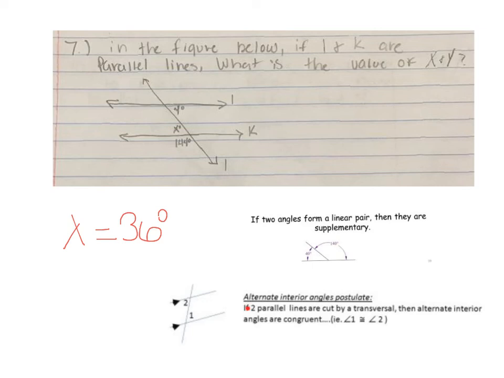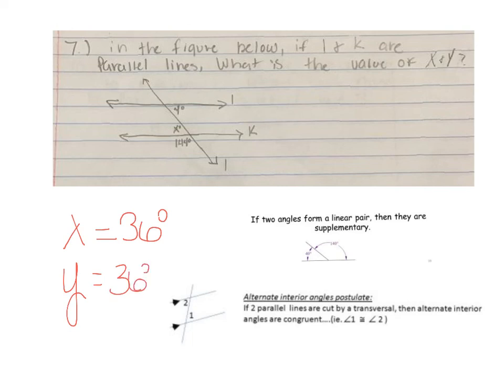In this case, alternate interior: alternate means that you are on alternate sides of this transversal, interior meaning you are inside of the parallel lines. So 1 and 2 are called alternate interior, and they're going to be congruent or equal to one another. If you look up at your picture, X and Y are alternate interior angles, so they're going to be congruent or equal to one another. And we already decided that X is 36. That means Y must also equal 36 degrees.